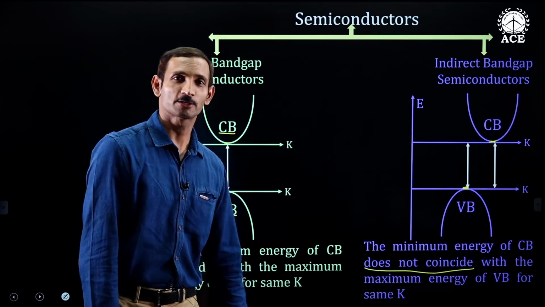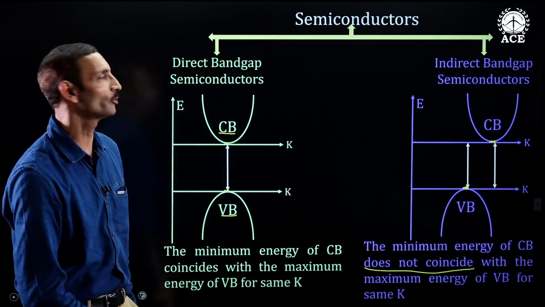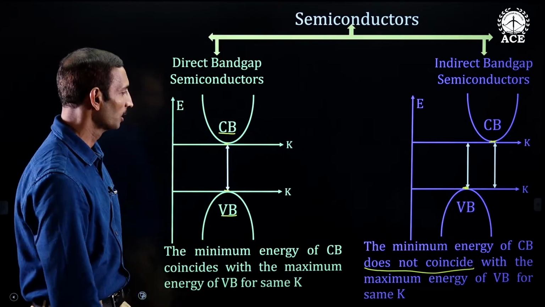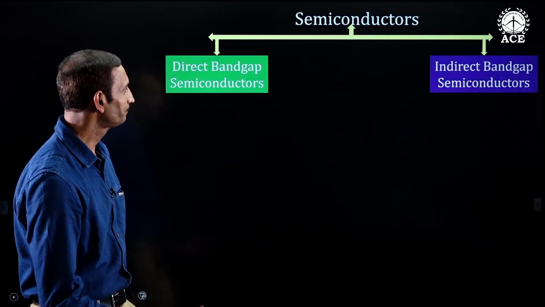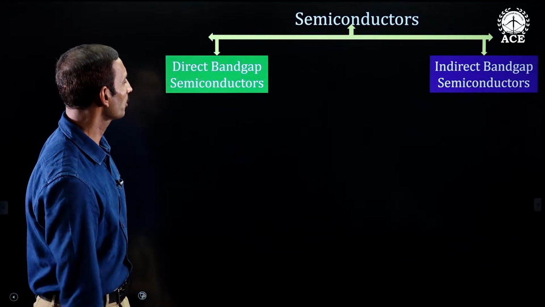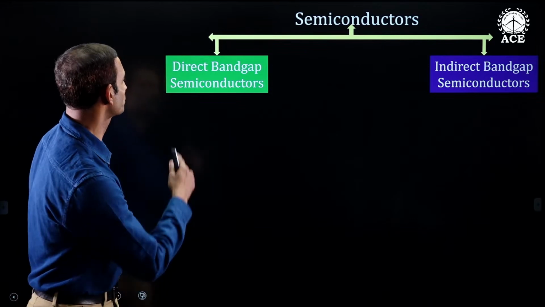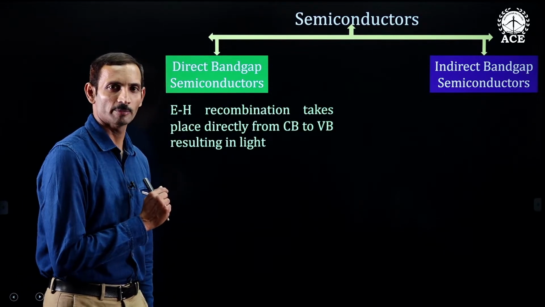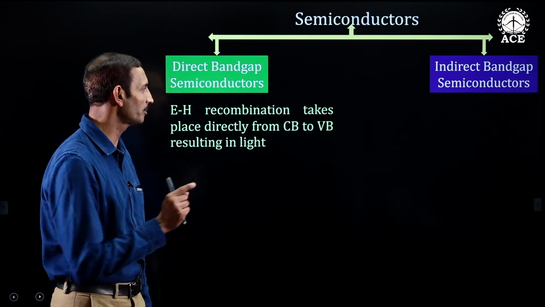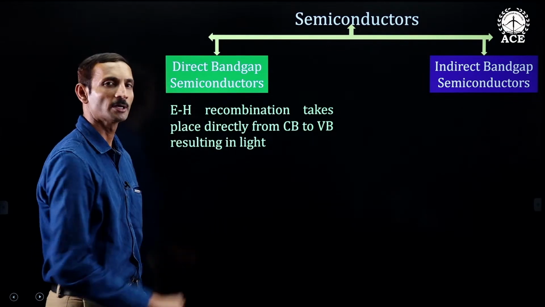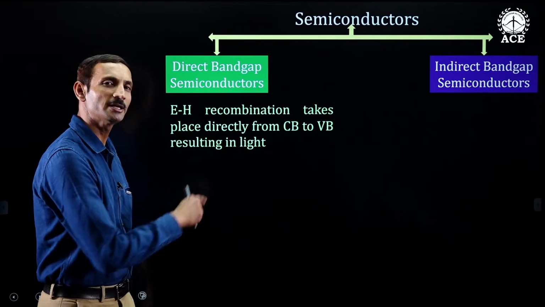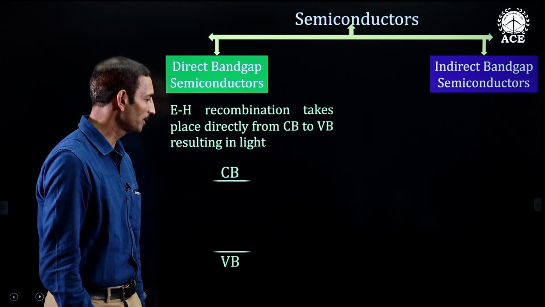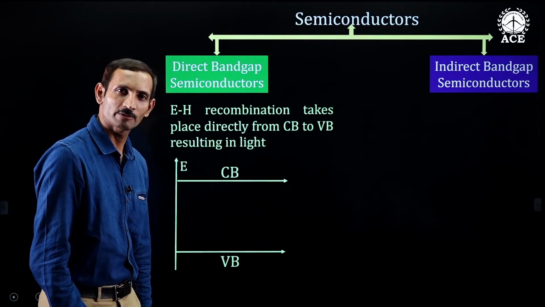But there is something more that we need to discuss about these two materials. So we'll be moving on to the next slide. I'm going to talk about the direct and indirect band gap semiconductors, starting with the direct first. In these materials, EH recombination, I mean electron-hole recombination, takes place directly from conduction band to valence band, resulting in light.